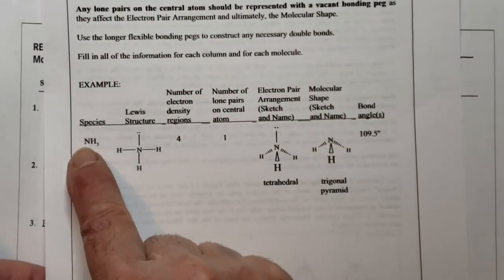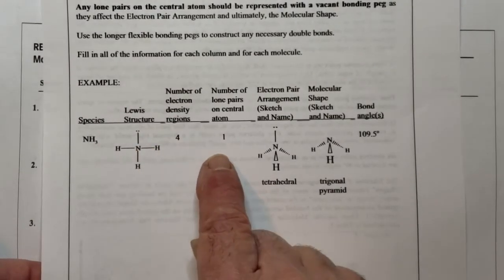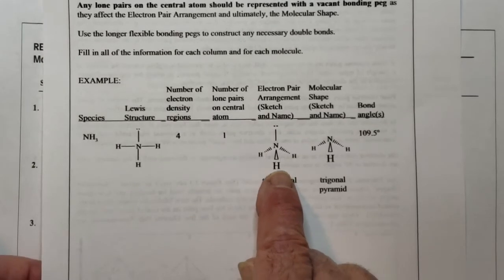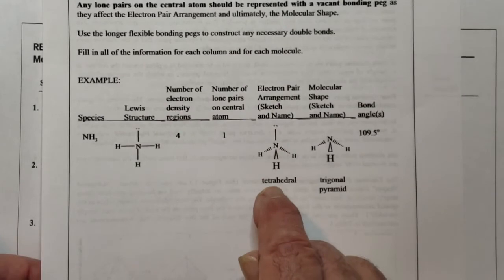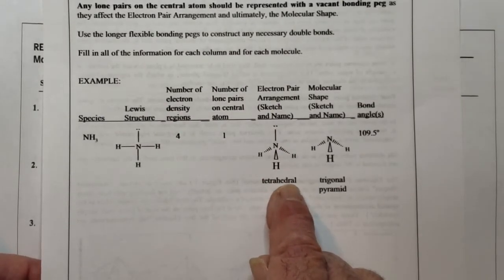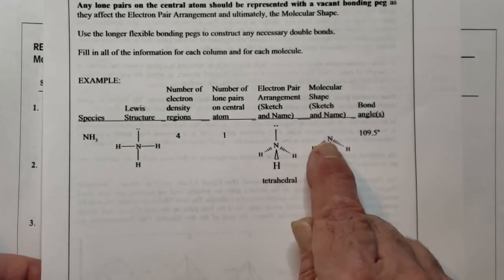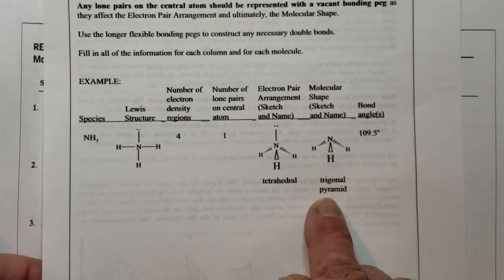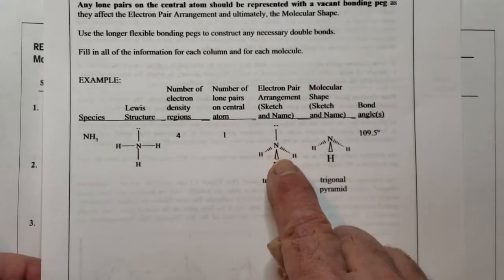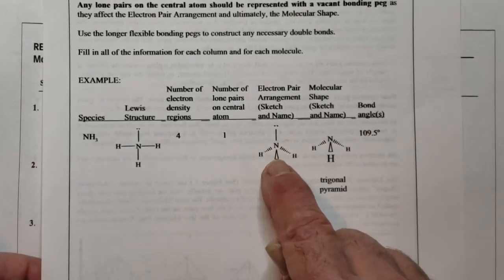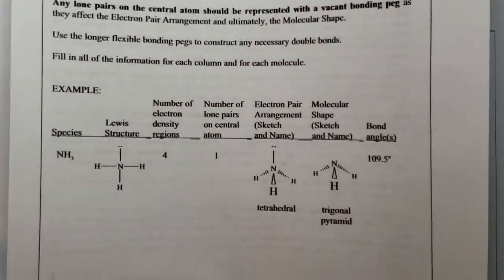This is ammonia. Here's its Lewis structure with one lone pair and three other legs. So it has a total of four legs, one of which is a lone pair. I sketched it as a tetrahedron. Notice I included the lone pair here with that sketch and mentioned it's a tetrahedral shape. But then with the molecular shape, I left the lone pair off to show that there's just remaining a trigonal pyramid here. I gave the bond angle, which is based on the electron pair arrangement, of 109.5 degrees between each of the legs. All right, so this is what we want you to complete for each of 10 molecules.